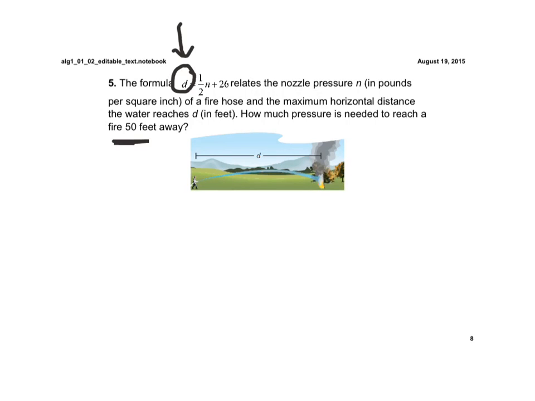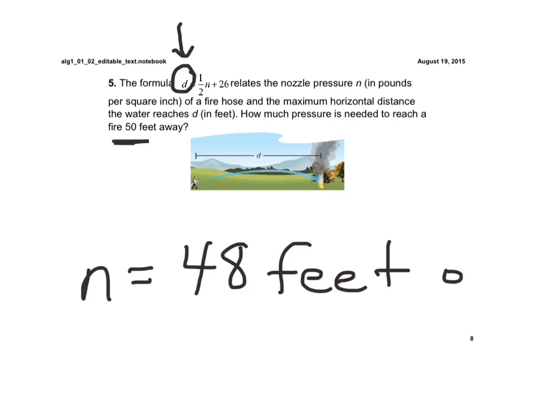Now, the answer you should have gotten is that n would equal 48 feet of hose. 48 feet of hose is what you would need to help put out a fire that's 50 feet away.